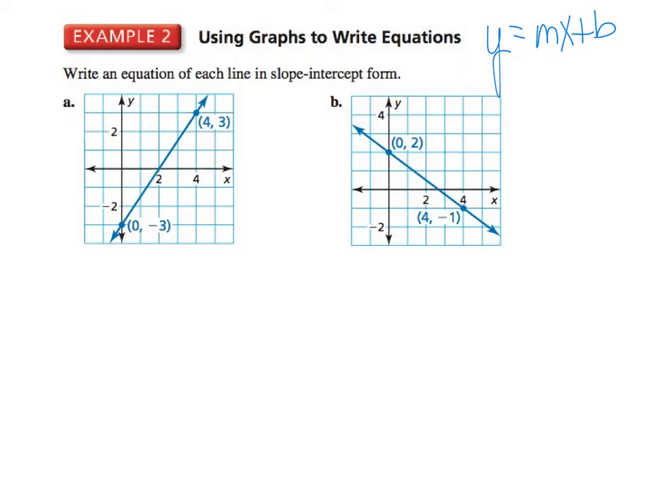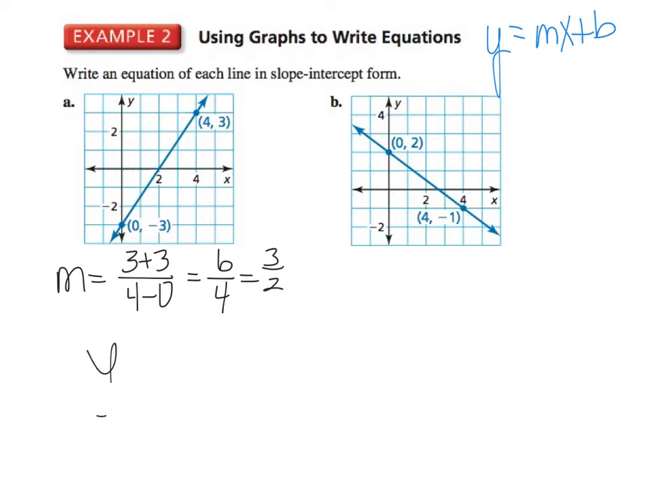All right, so now what we're going to do is write an equation of each line in slope-intercept form. So if we have, for example, y equals mx plus b, we first find the slope. Now, once again, there are multiple ways to find the slope, but really, it's change in y divided by change in x. So we subtract the y values. So if I take 3 minus negative 3, which is 3 plus 3, and then 4 minus 0, that's going to give me a slope of 6/4, which simplifies into 3/2.